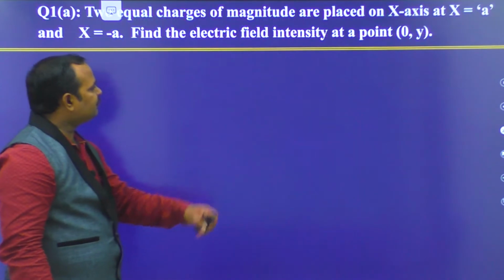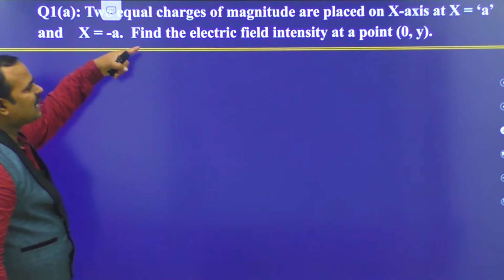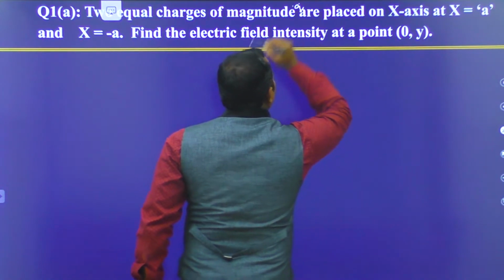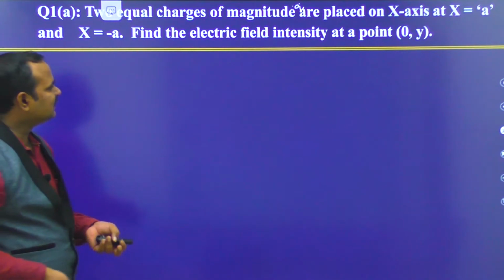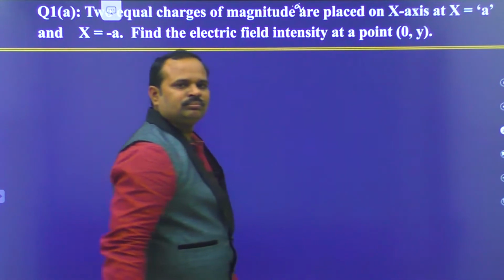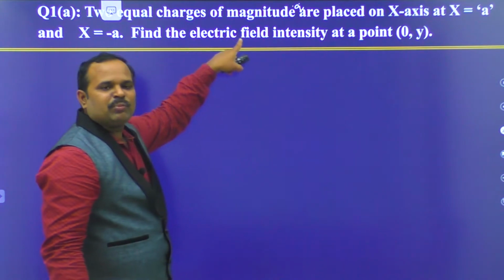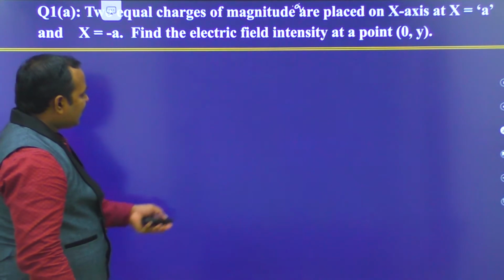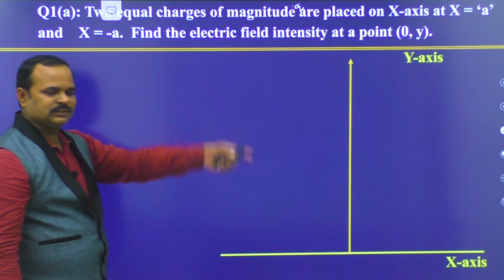Let us see. So the first problem is two equal charges of magnitude q are placed on the x-axis at x equal to a and x equal to minus a. And they are asking us to find the electric field intensity at a point (0, y), that means on the y-axis at a distance y. So let us consider the x-axis and y-axis.